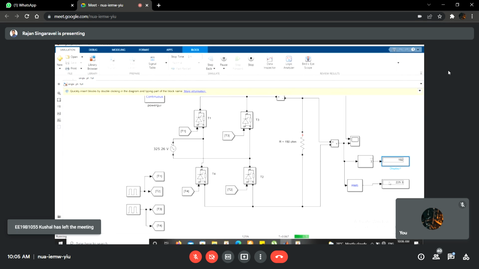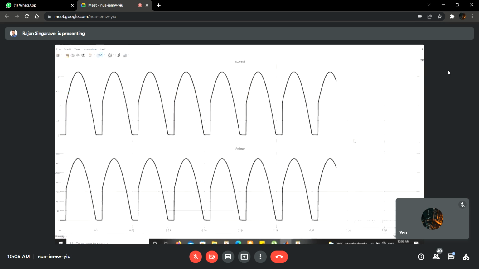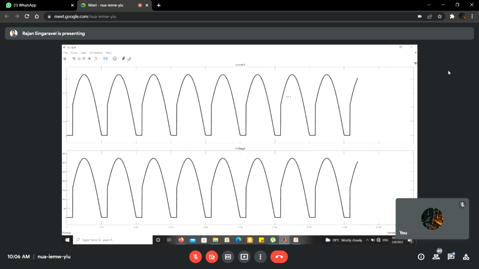Earlier RMS was also around 205, now we are getting 225 volt RMS, right? From this, it is clear that when you reduce alpha, voltage is increasing. This is a condition for the R load. You can see both the voltage and current waveforms. Current and voltage waveforms are very much similar. The only difference is the magnitude.